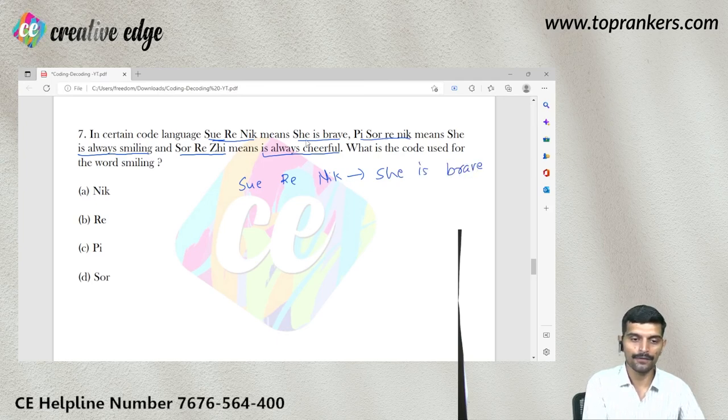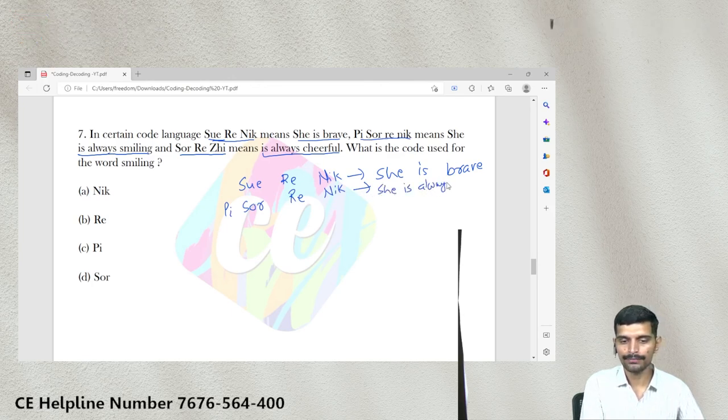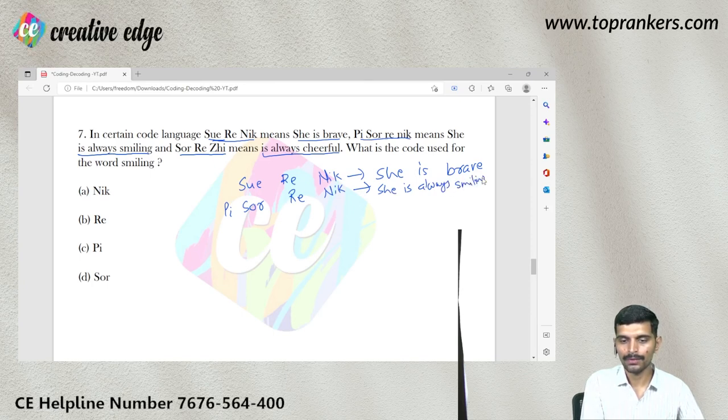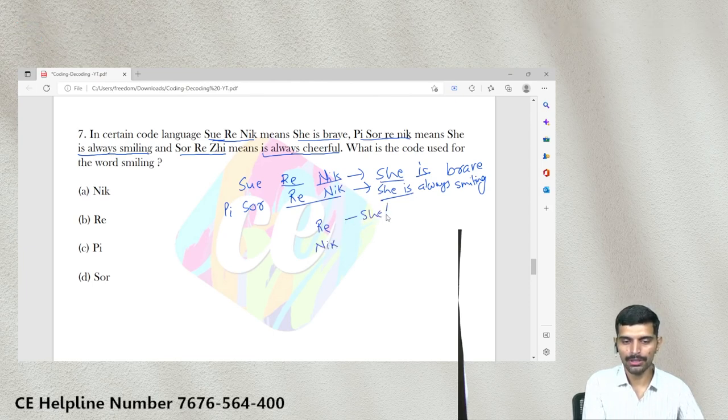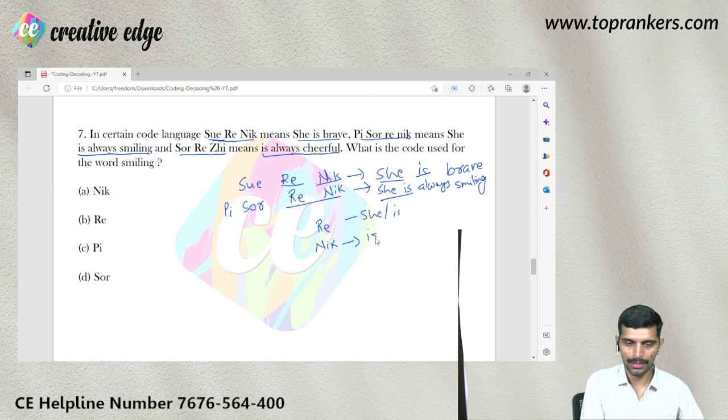Now try to have is, brave, is. Is is common in each group of words. That is pi, sor, re, nick. Pi, sor, re, nick means she is always smiling. So I have re, nick common, and she is common. So from here, I can definitely say re, nick either represents she or it represents is.